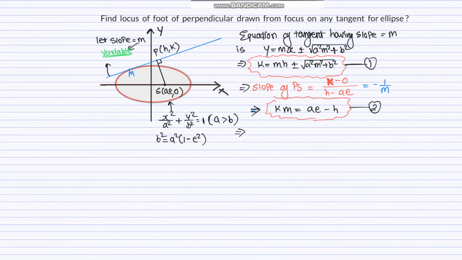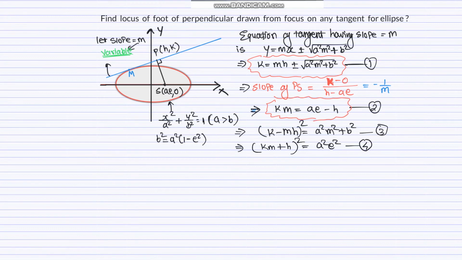we'll take MH on the LHS from equation 1 and square on both sides of that equation. What we'll get is K minus MH whole square is equal to A square M square plus B square. Let us name it as equation number 3 or condition number 3. Similarly, from equation number 2, we'll take H from RHS to LHS and square on both sides. So Km plus H whole square will be equal to what? A square E square. Let us name it as condition number 4.